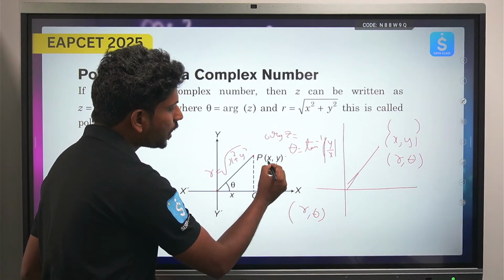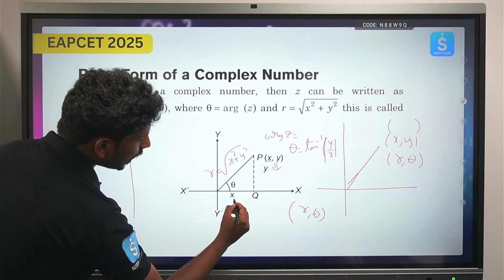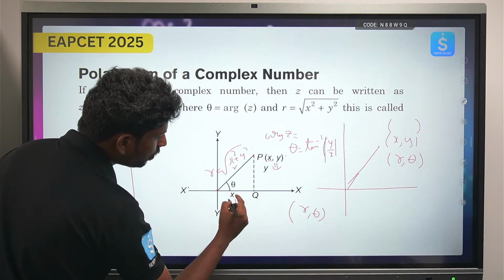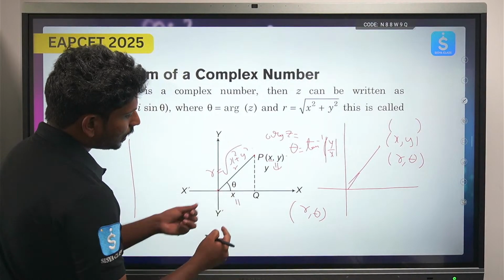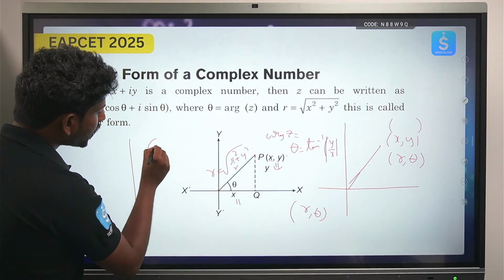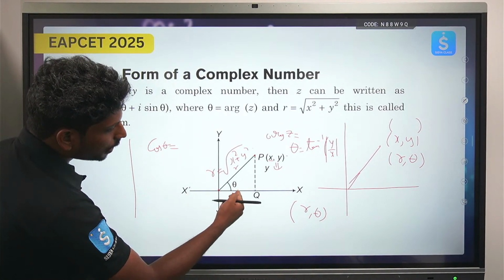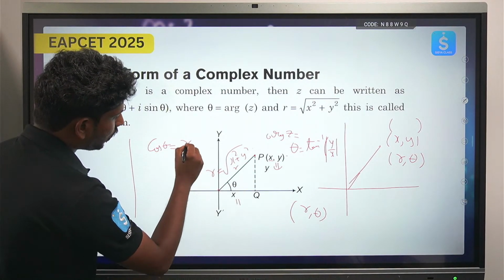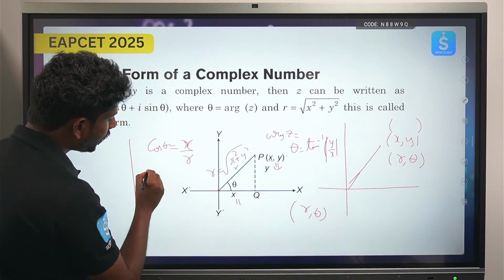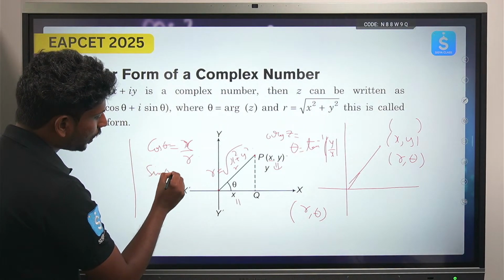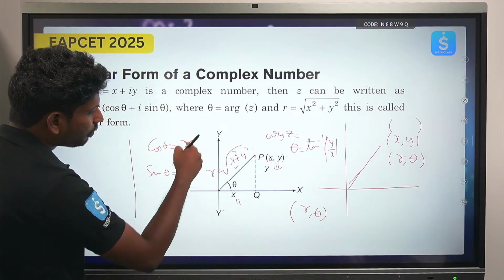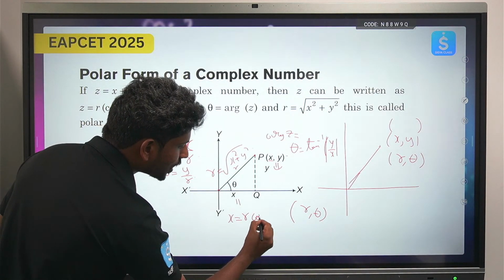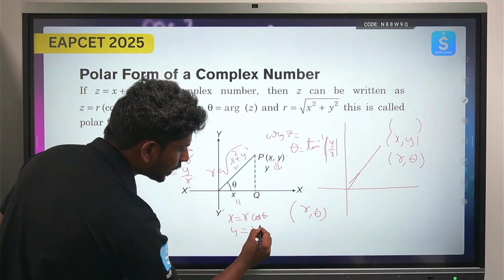So if you see here this x, can I write this x coordinate as, if this is r and this is theta, so you already know cos theta in this triangle is nothing but the adjacent by hypotenuse. So that will be adjacent by hypotenuse, that is x by r, and sin theta is nothing but y by r. So from this I can write x equals r cos theta, y equals r sin theta, right?